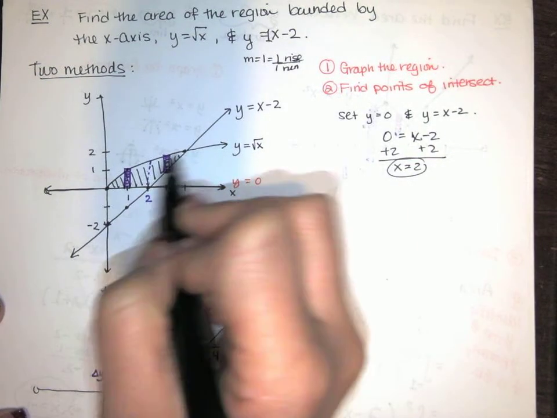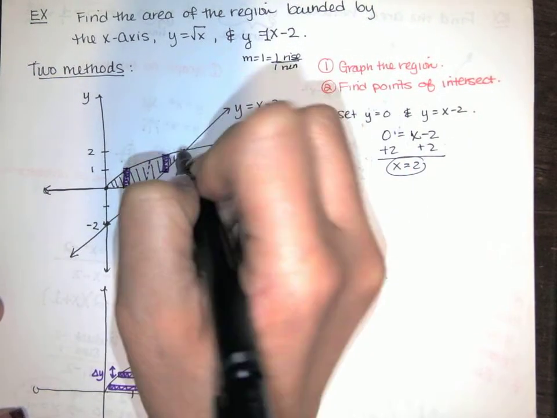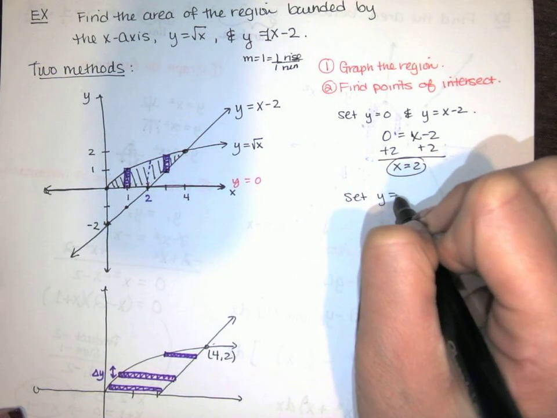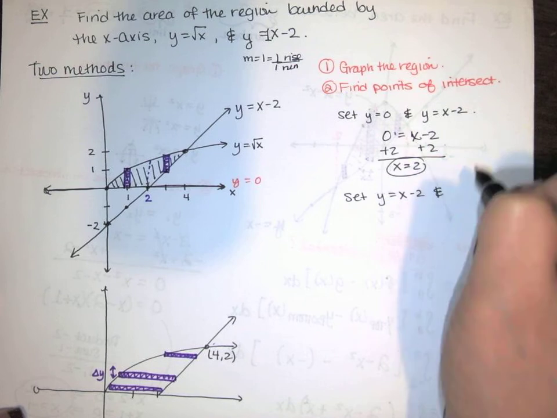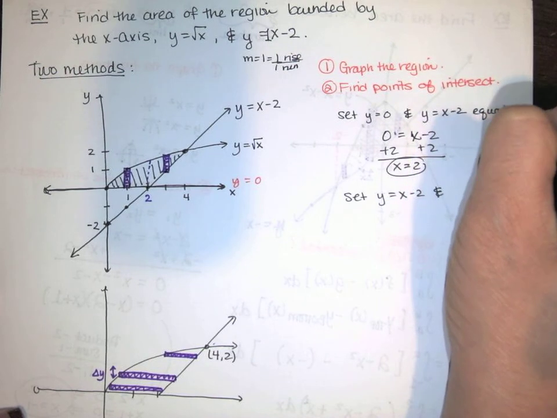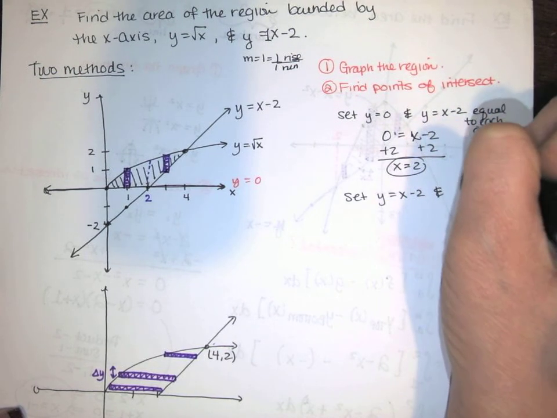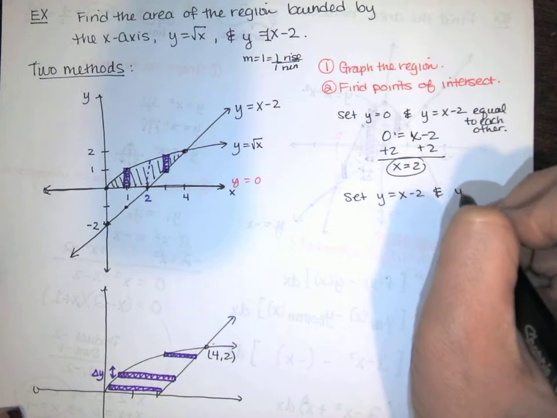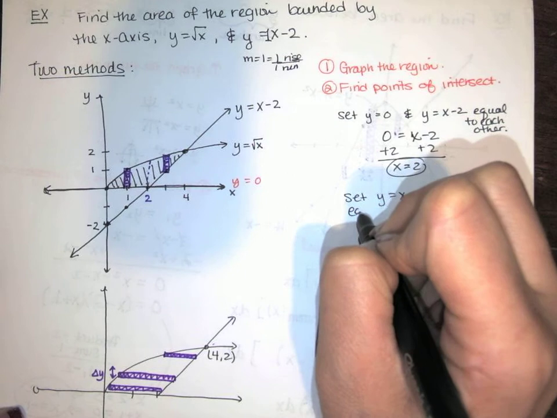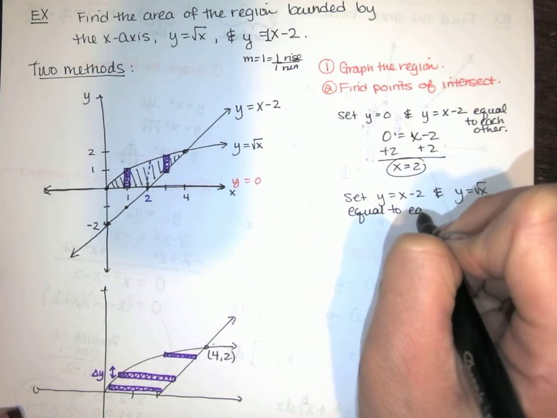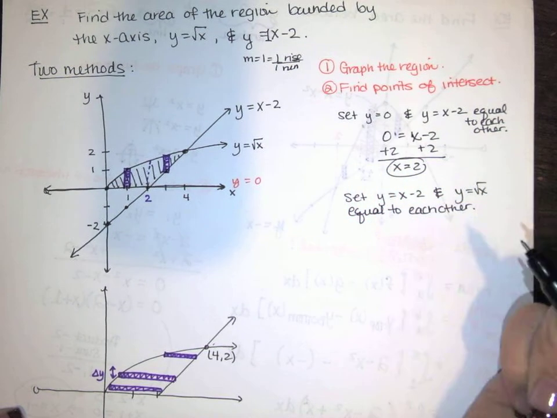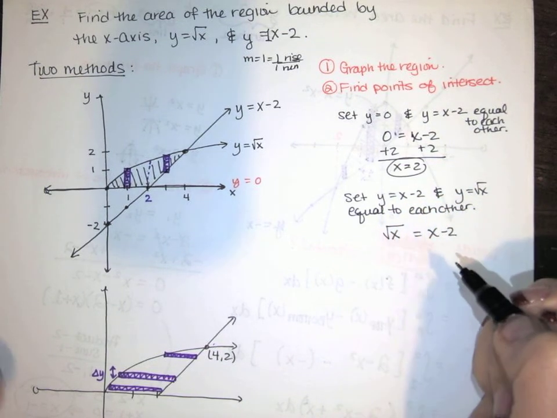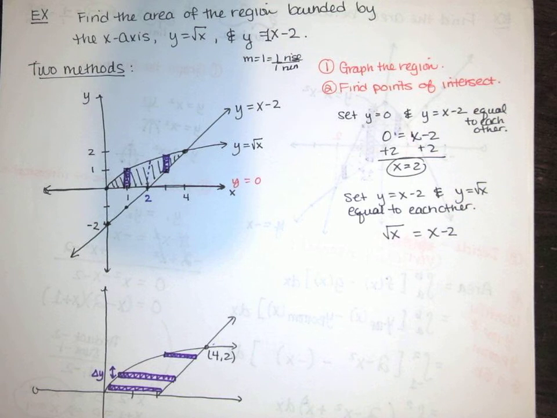And then here we've got the square root function and that linear function. If we want that point of intersection, you'll set y equals x minus 2. I didn't write equal to each other. Whoops. We're going to set y equals x minus 2 and y equals the square root of x equal to each other, and then you're going to solve for x. So we'll have square root of x equals x minus 2. Now this one is a little harder.